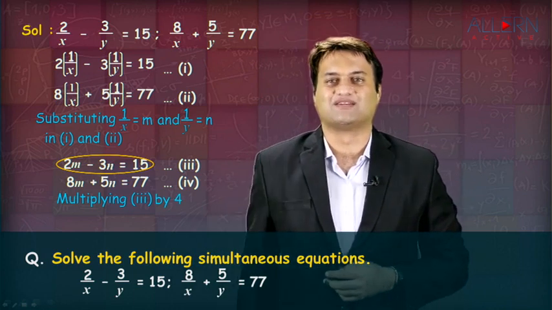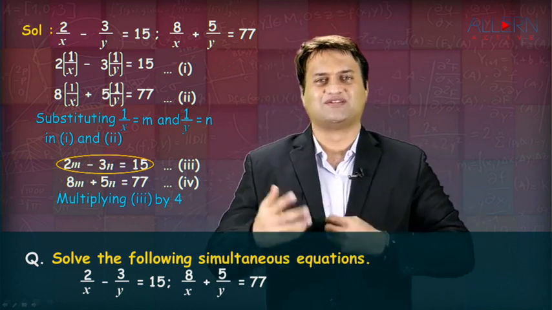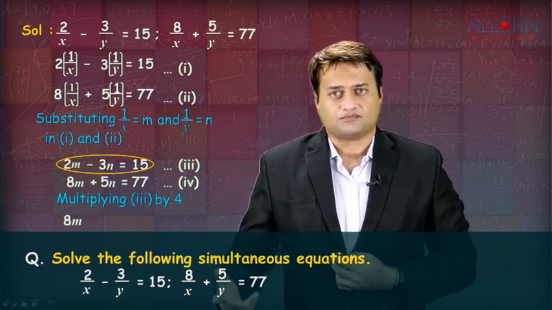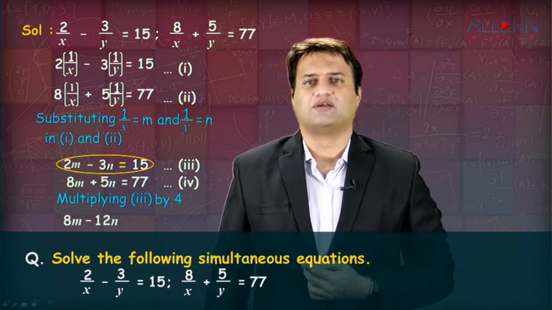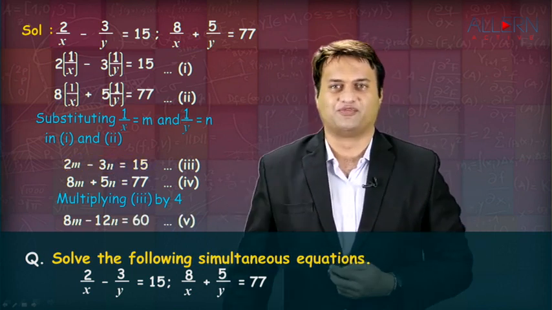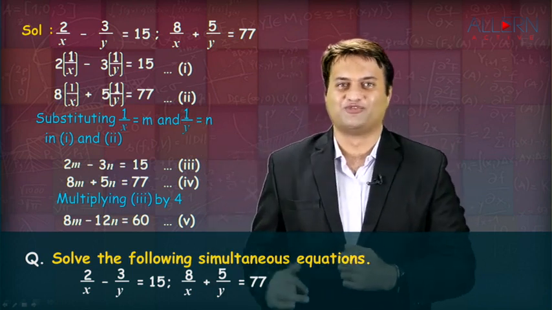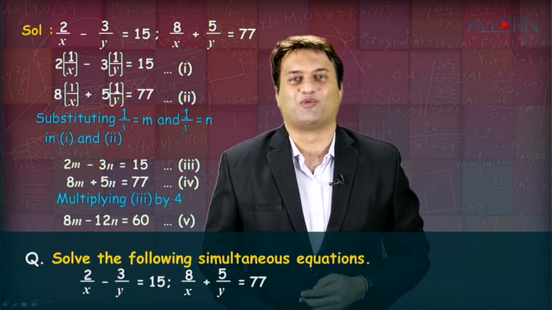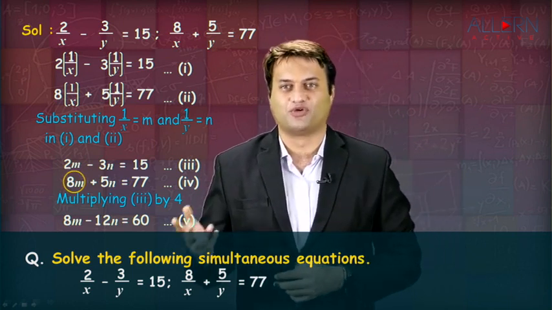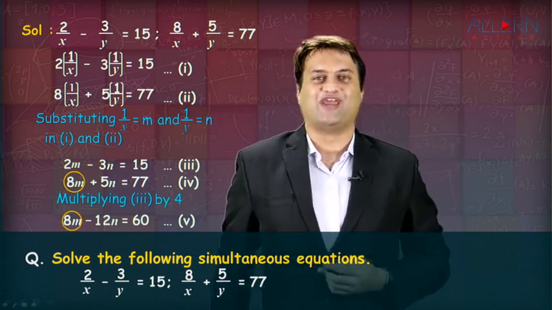So let us multiply the third equation by 4, something which we have learned previously, right? So we can just go through it a little faster. So we get 8m minus 12n is equal to 15 into 4 is 60. Let this be equation number 5. So we just modified the third equation by multiplying by 4 and we got the fifth equation. So now whatever operations we will be doing will be between the fourth and the fifth equation, because in the fourth and fifth equation we have successfully made the coefficients of m same.